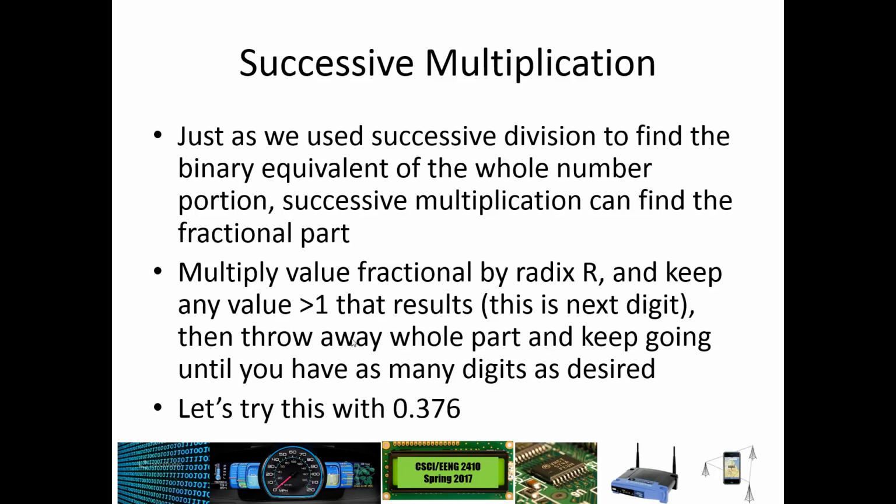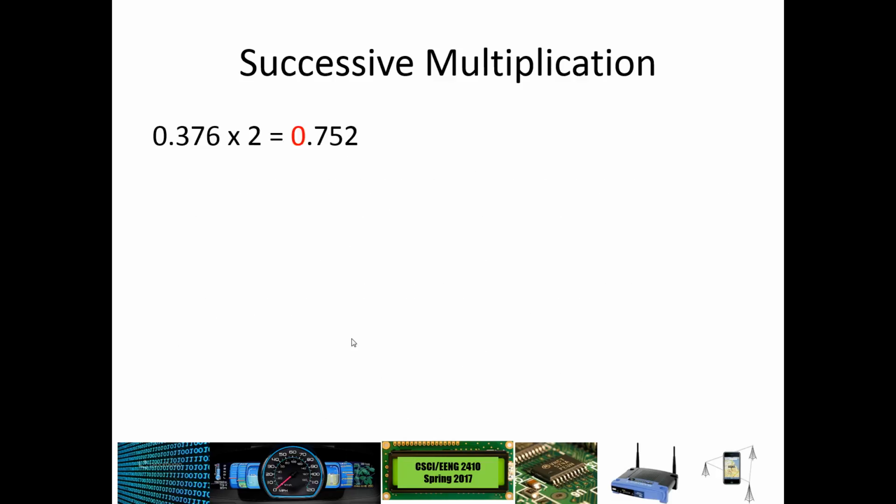So let's do our 0.376 example again. If we multiply 0.376 by 2, our whole value here is still 0. So our first place after the radix is going to be 0. Then we take what's remaining, that 0.752, and multiply that by 2. In this case, we do have a whole number part here, and so that will be our next bit after the radix, and we have this 0.504 left there.